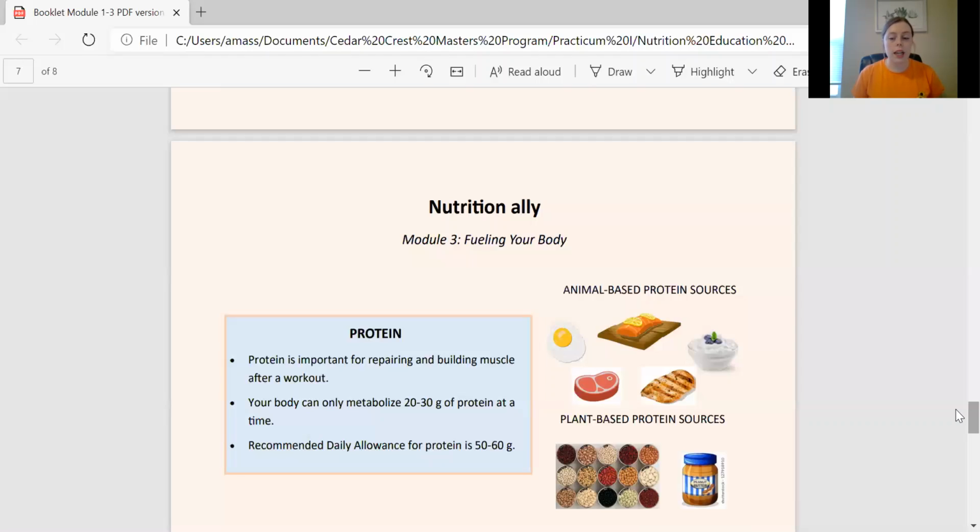So don't think that if you eat mostly plant-based, you can't get enough protein, because it is there. And there are, like I said, very beneficial reasons to eat mostly plant-based. So that is what I have to say about that.